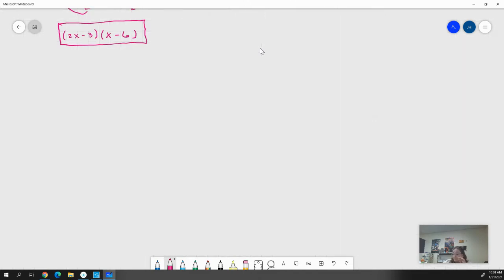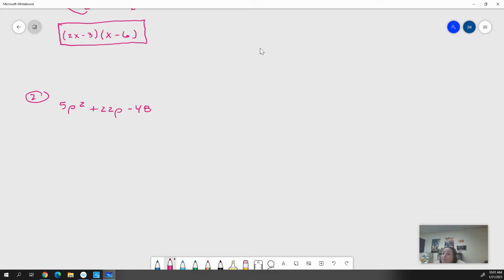First examples are always sketchy. Second examples are where you start to make sense of it. So if I have 5p squared plus 22p minus 48, right? And I want to find my factors.